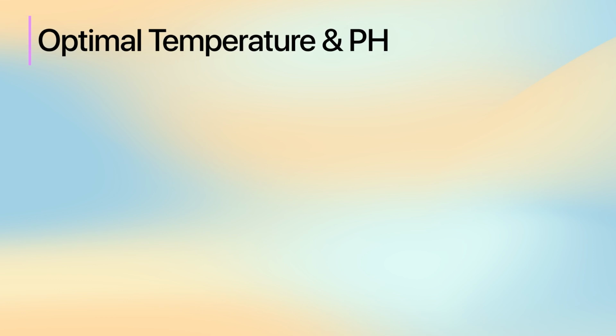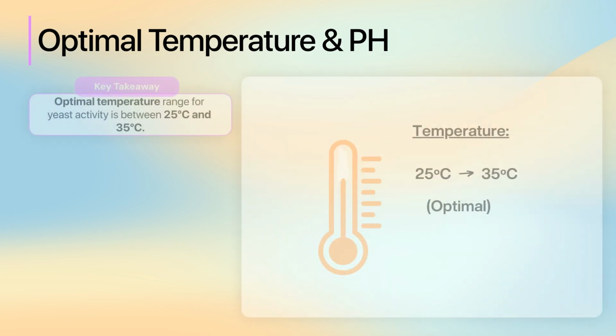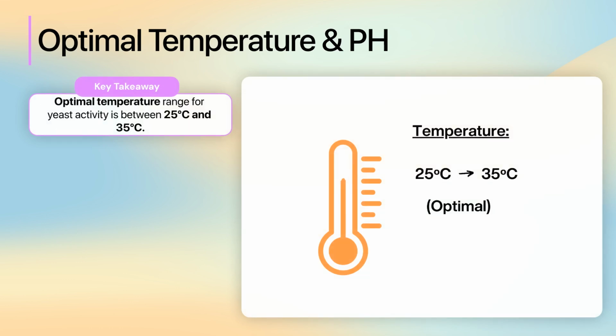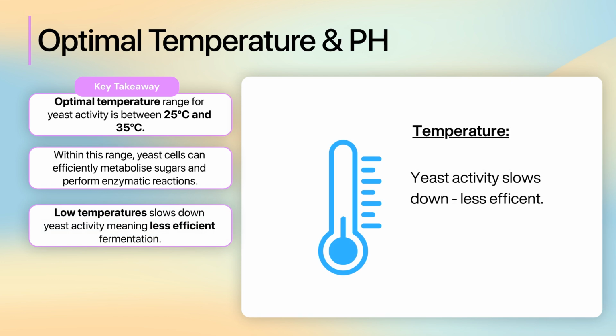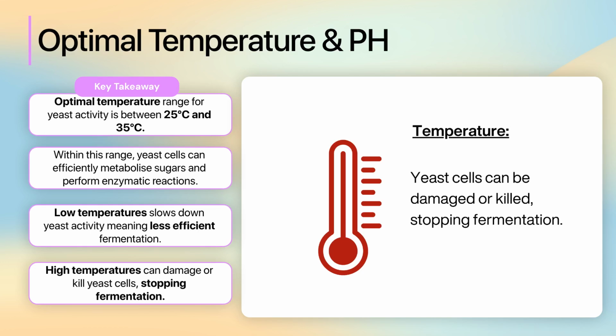Temperature plays a crucial role in yeast fermentation. The optimal temperature range for yeast activity is between 25 degrees Celsius and 35 degrees Celsius. Within this range, yeast cells can efficiently metabolize sugars and perform enzymatic reactions. If the temperature is too low, yeast activity slows down, resulting in a less efficient fermentation process. Conversely, if the temperature is too high, yeast cells can be damaged or killed, stopping fermentation altogether. Therefore, maintaining a moderate temperature ensures that yeast can thrive and produce alcohol effectively.